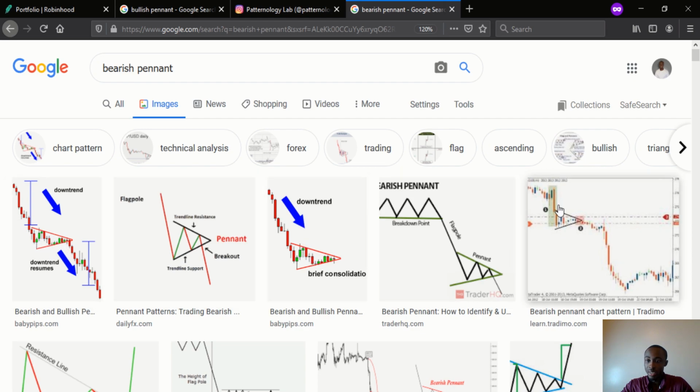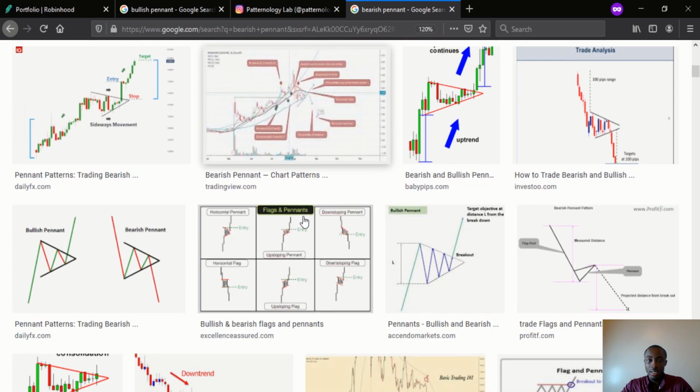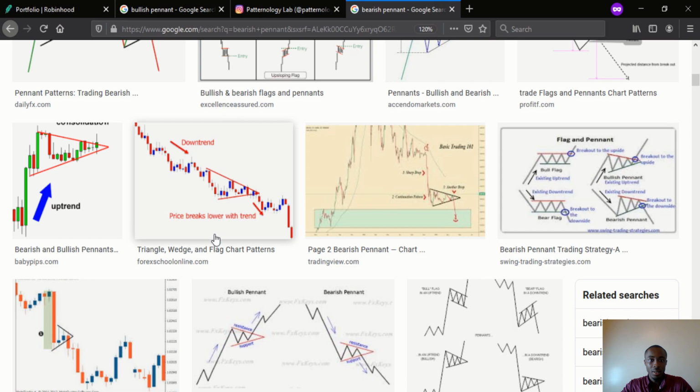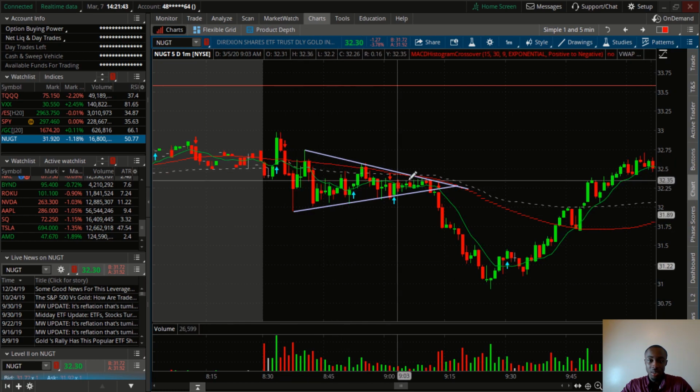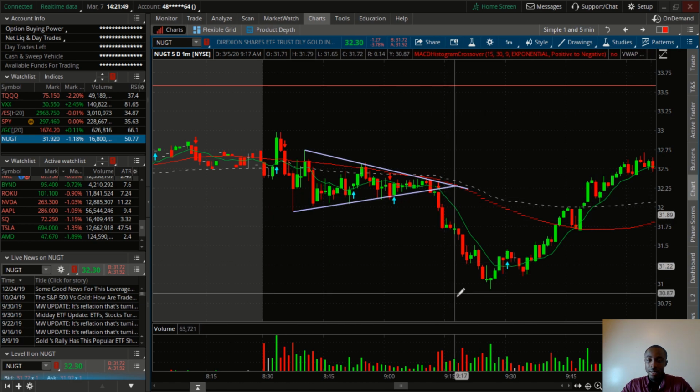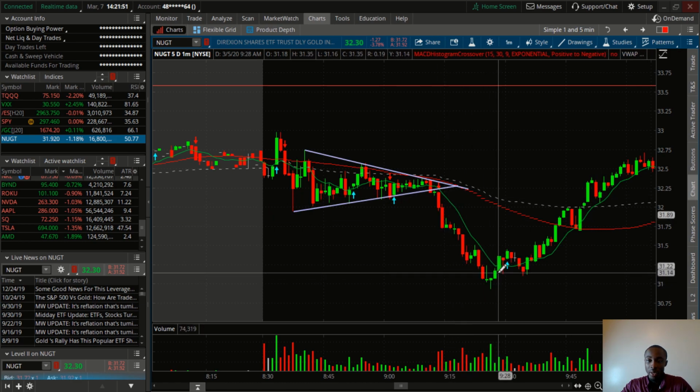And then again, this one right here. And this one, not so much, but that one definitely for sure. It looks just like it. Again, to compare, this is NUGT, and we got in right here at around 9:13. And then we got out right when it crossed the 9 moving average.